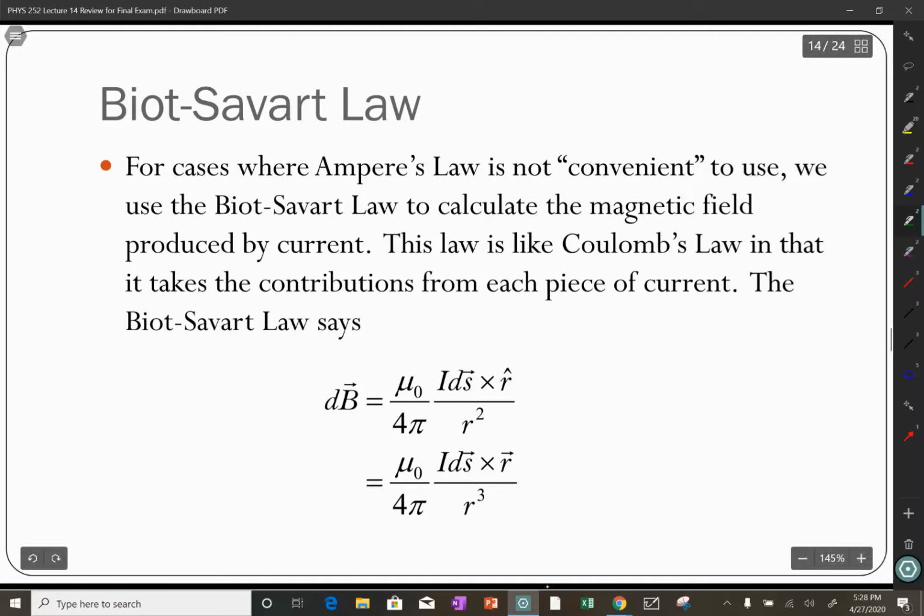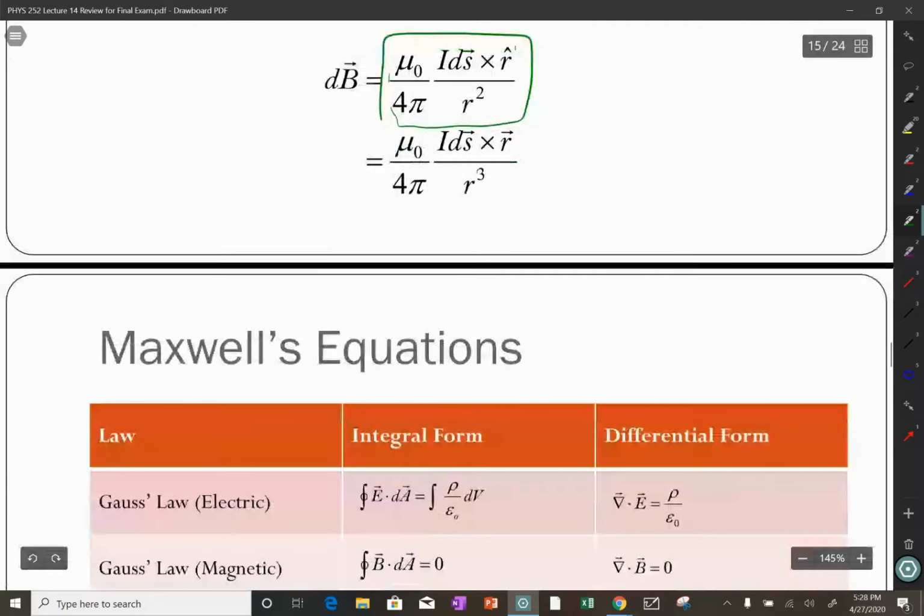It's a vector equation with a cross product. But just like with Gauss's law, in the integral form, the best thing to do is to break this up into components. And notice the difference here is r hat over r squared, or r vector over r cubed. So they're the same. Break this up into components and then integrate each component separately. And of course, we did some examples of this. That's another thing you should be able to do.